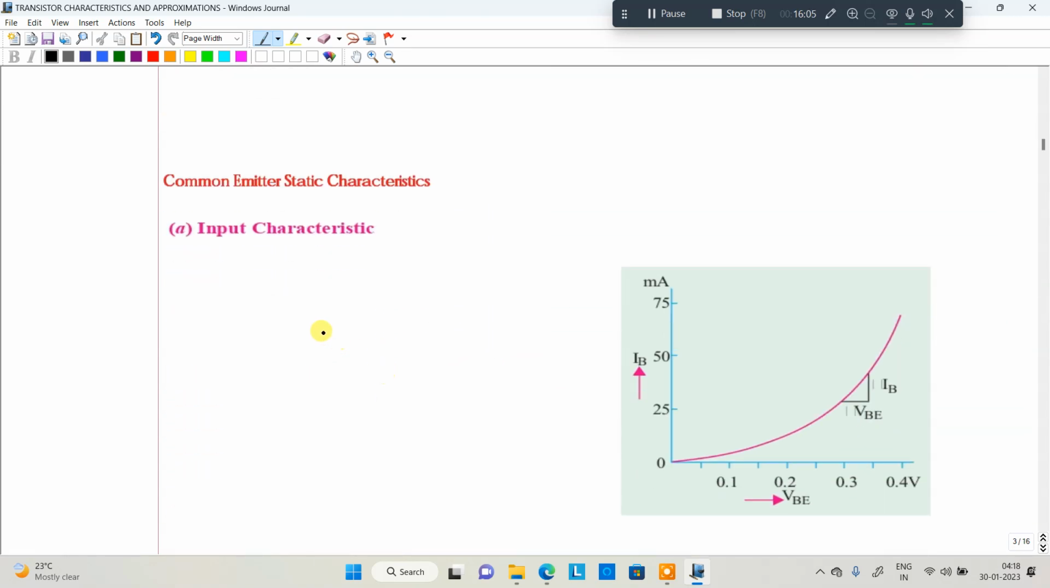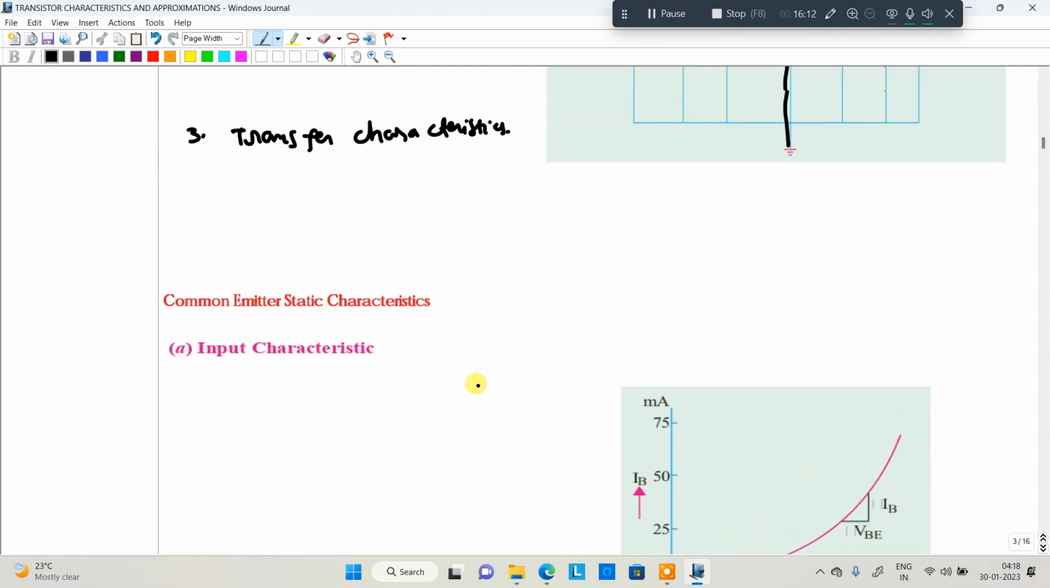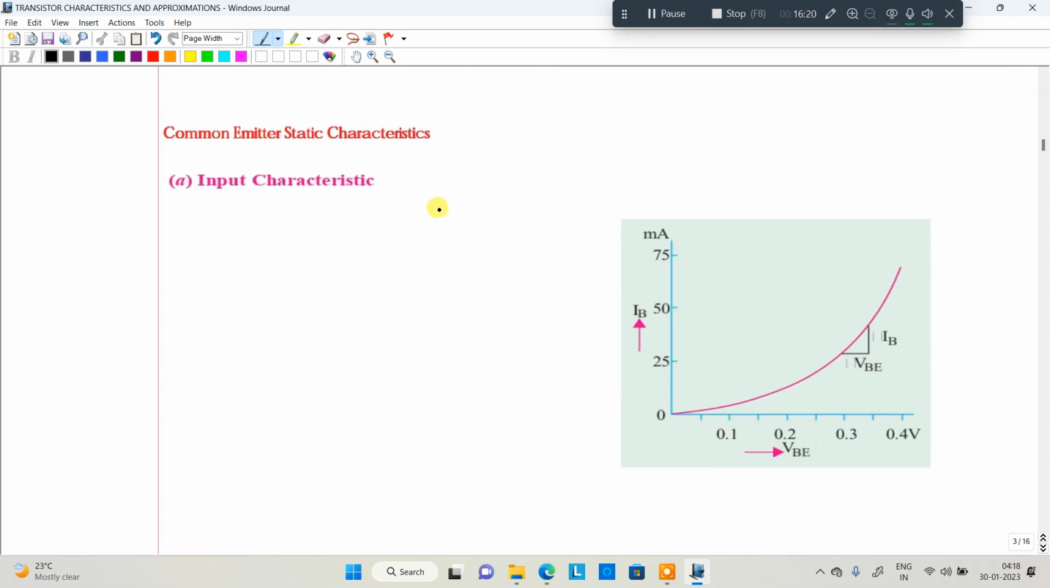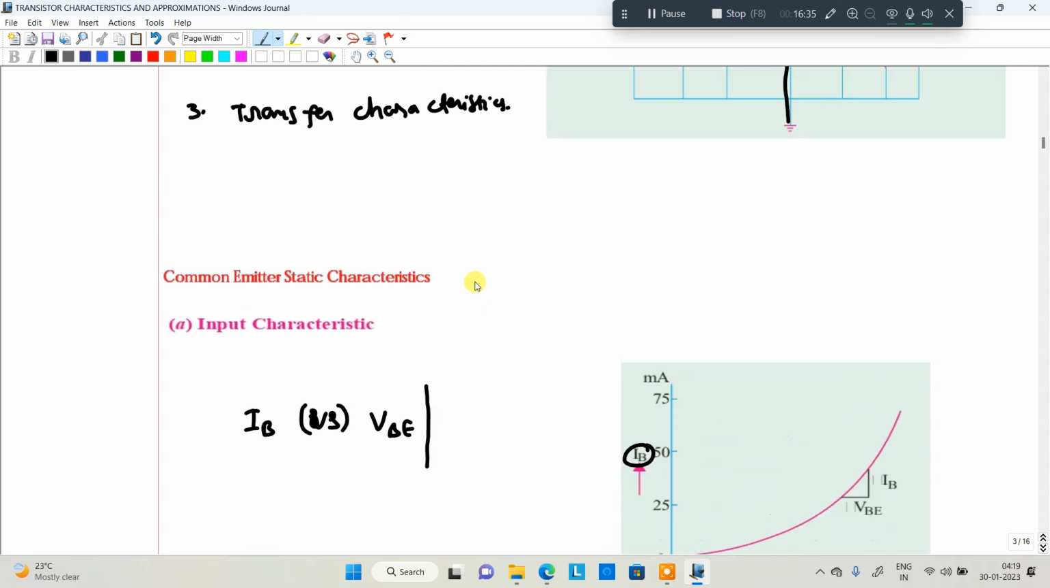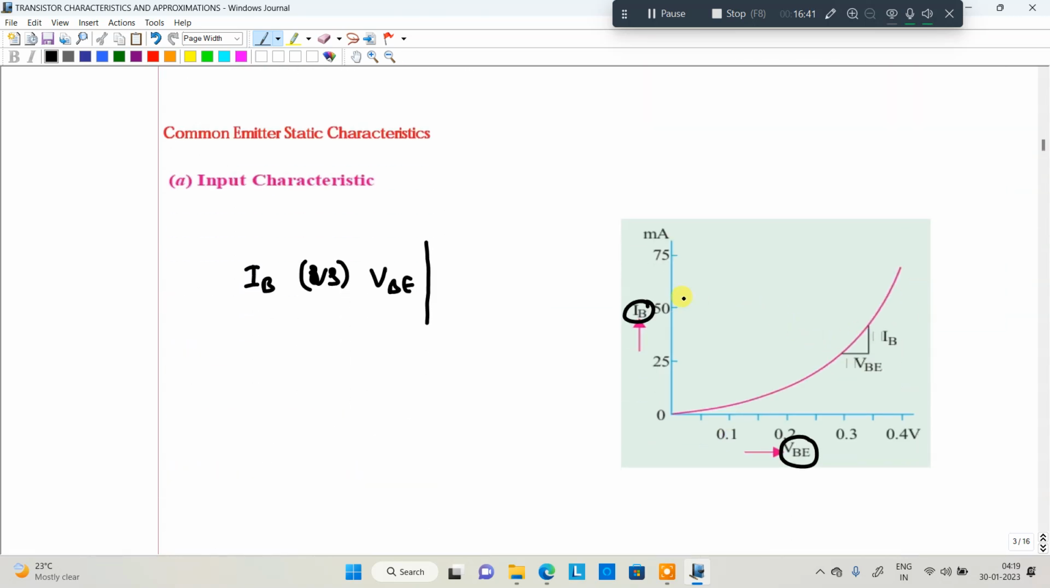For common emitter static characteristics, the first we discuss is the input characteristics. First identify the input current and voltage: the input current is IB and the input voltage is VBE. So the input characteristics is drawn between IB versus VBE in case of common emitter configuration. Which parameter is constant? As in the previous case, the output voltage VCE is constant.